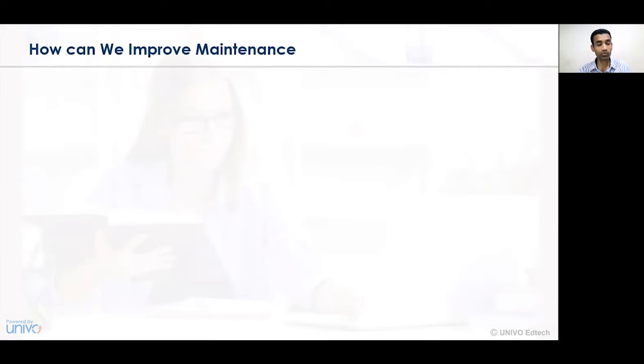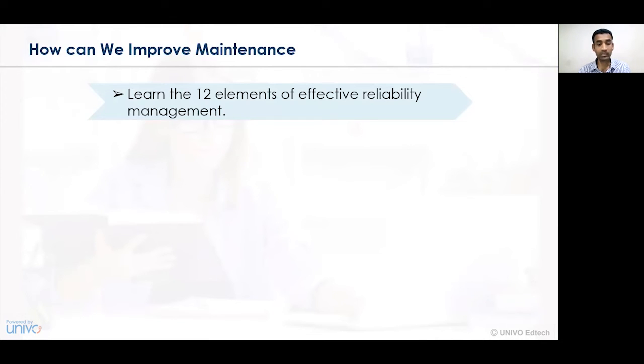Now let's understand how we can improve the maintenance. By learning the 12 elements of effective reliability management, we can improve the maintenance in a much better way, and a much better consideration is required. Tracking the maintenance metrics. Whatever maintenance metrics are implemented, we need to properly and regularly track them.